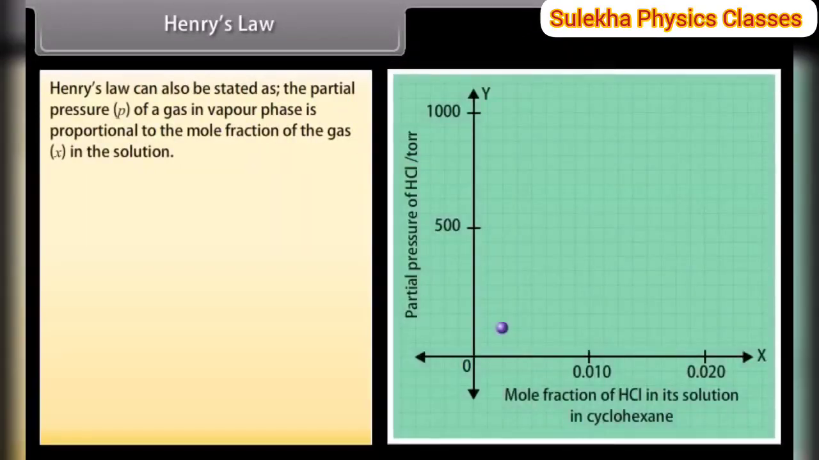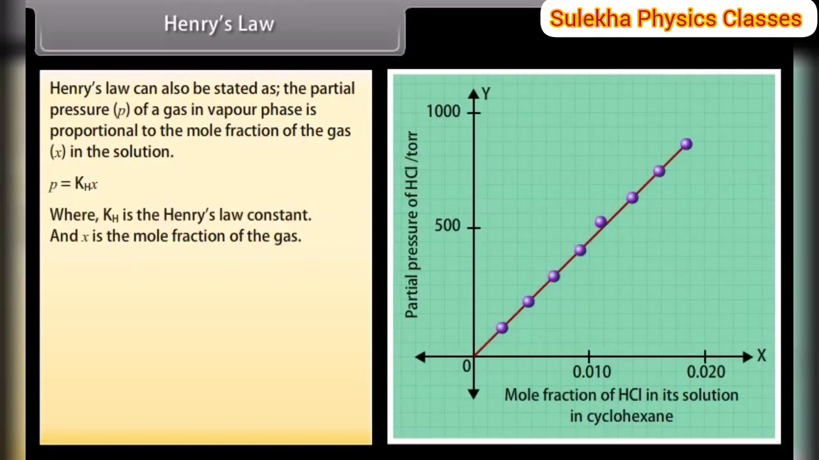Henry's law can also be stated as the partial pressure of a gas in vapor phase is proportional to the mole fraction of the gas in the solution. P is equal to kH x, where kH is the Henry's law constant and x is the mole fraction of the gas.